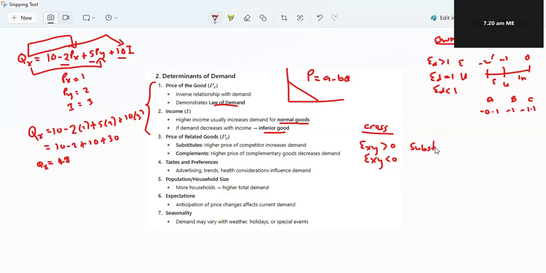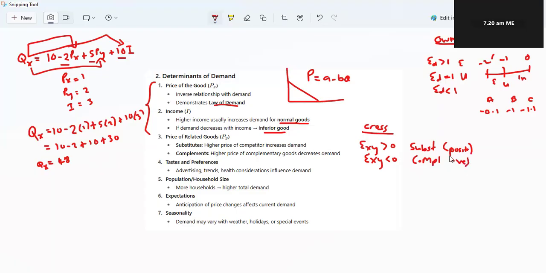Substitute goods are goods that we demand more of. They're competing goods, for instance, Coca-Cola and what? And Pepsi. So if the price of Coca-Cola goes up, the Pepsi guys will be happy because demand will switch. So if you get a positive, it means that's a substitute good. If you get a negative, it means that is what? A complementary good in terms of elasticity. This is positive and this is negative.